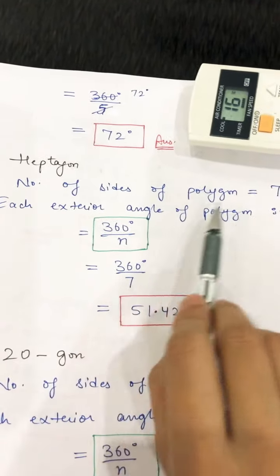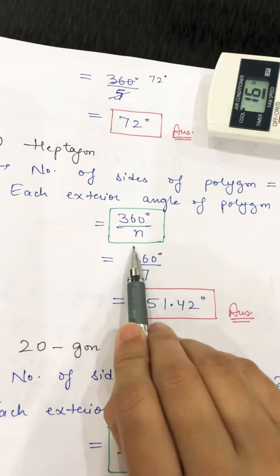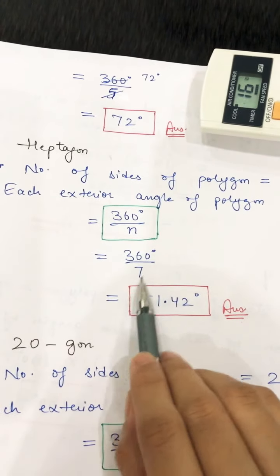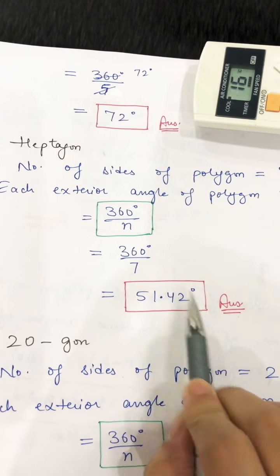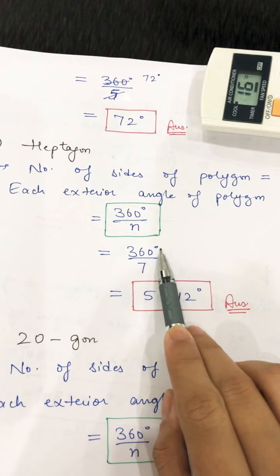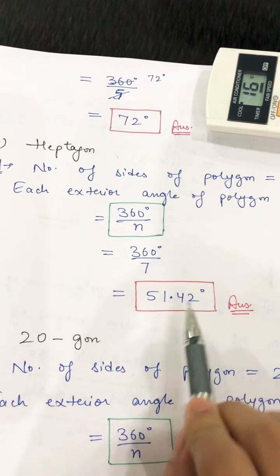Each exterior angle of a polygon formula is 360 degree divided by n. 360 degree divided by 7 is equal to 51.42 degree. Okay, this will not completely cancel on 7 table, so the answer will come in decimal form.